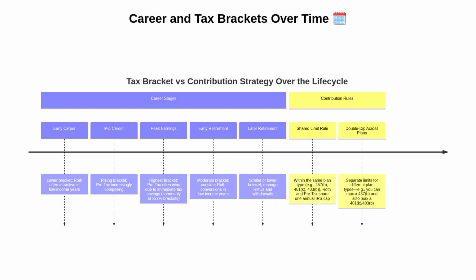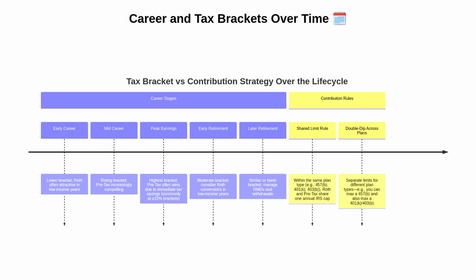This timeline depicts typical career stages and how tax brackets often evolve. In early career, taxpayers may be in lower brackets, which can make Roth contributions appealing because paying tax now may be relatively inexpensive. As income increases into mid-career and peak earnings, the tax bracket tends to rise, making pre-tax contributions more compelling due to larger immediate tax savings and an increased compounding base.